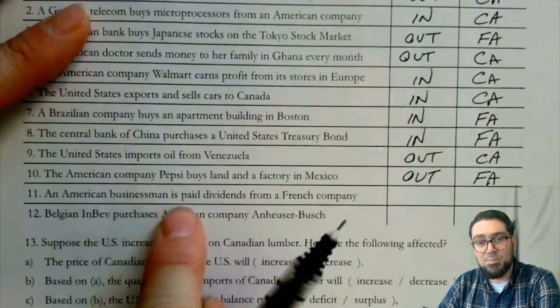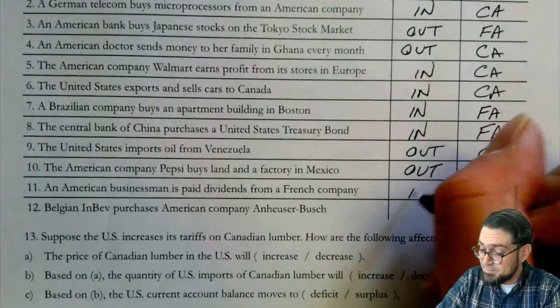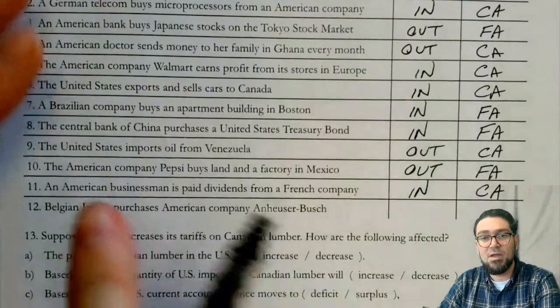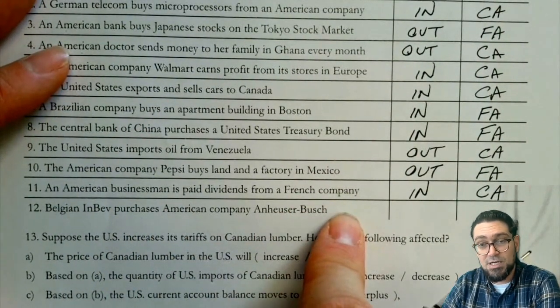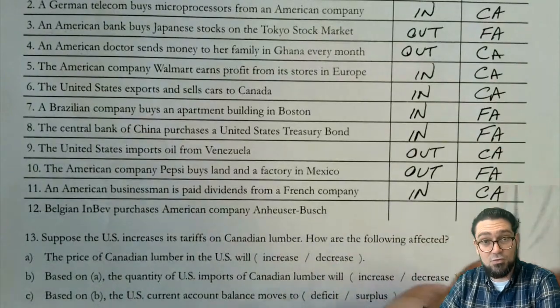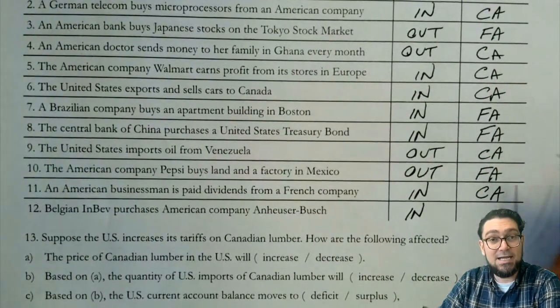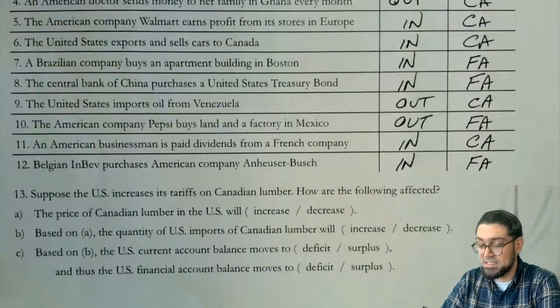Number 11, an American businessman is paid dividends from a French company. So the American is receiving money. That's an inflow. And it's income, so it's the current account. Belgian InBev purchases American company Anheuser-Busch. So that means the money is flowing into the United States because in order to buy the whole company, they actually had to buy all the shares of stock. And so we would say this is a financial account transaction.